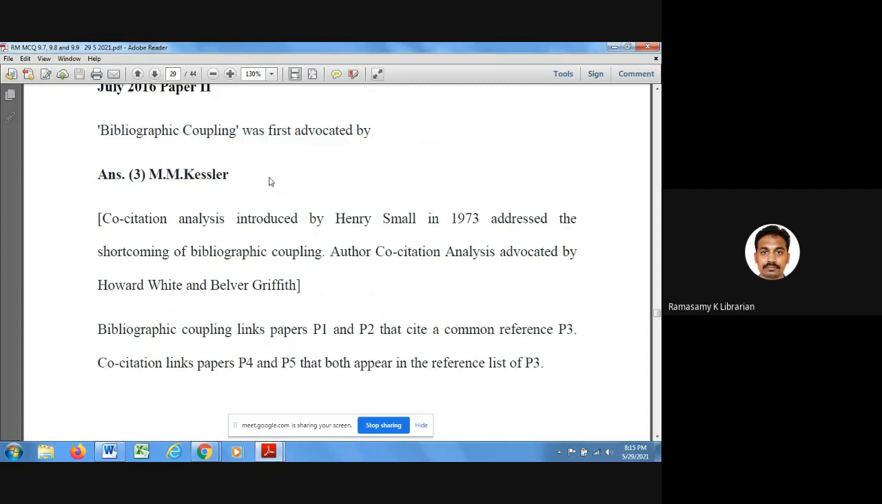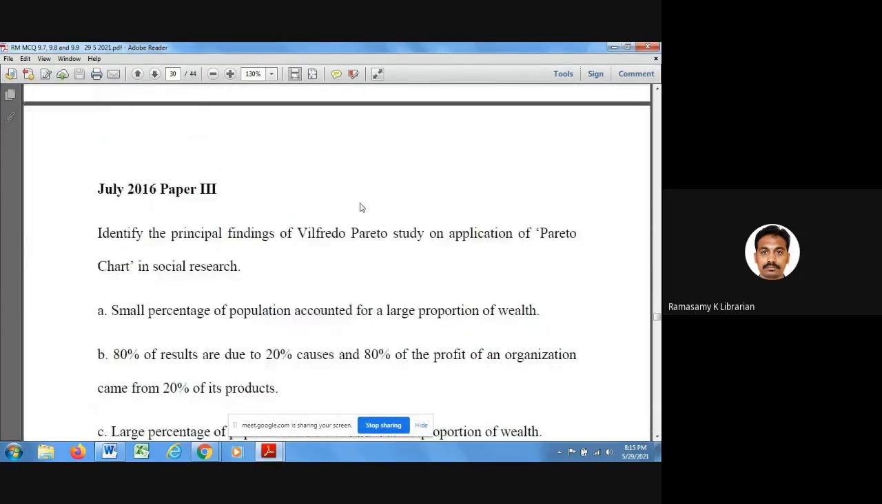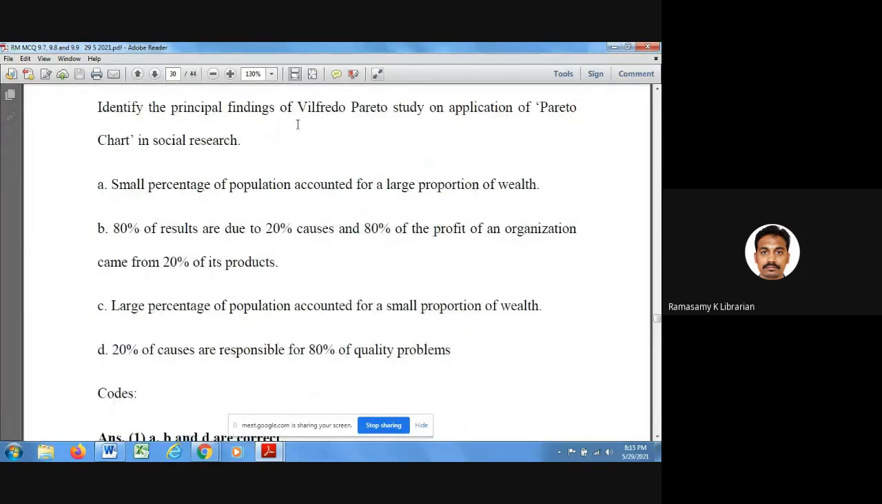I think I explained the graph. What is the difference between bibliography coupling and co-citation analysis? Okay, that's clear to you. Next, what are the findings of the Wilfredo Pareto study? So I was always telling about the 80-20 principle called the Pareto principle. See, what are the major findings of this Wilfredo Pareto study?